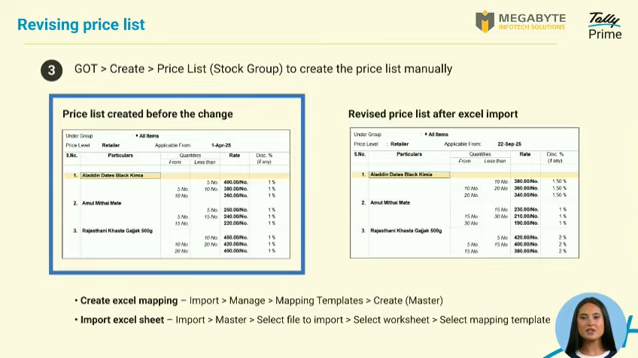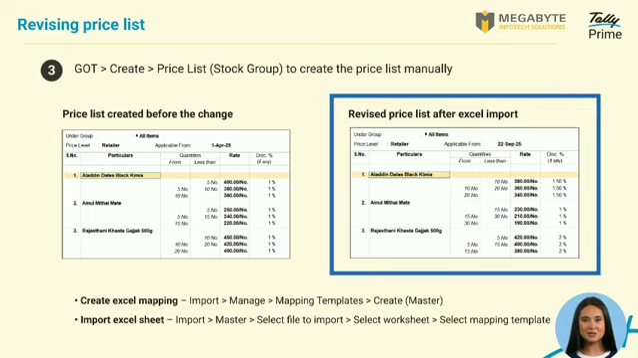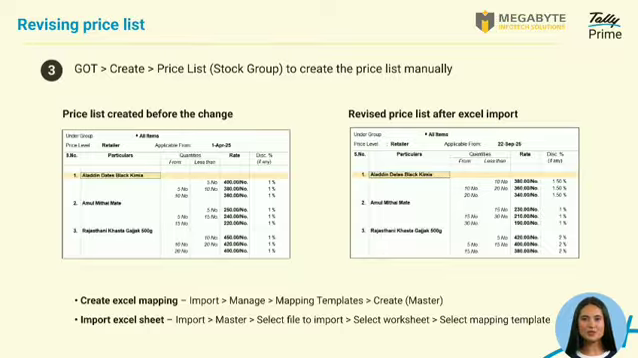This screen summarizes the entire process. On the left, you see the old price list with older GST rates applied. On the right, you see the updated list after importing the revised Excel sheet. The difference is clear: updated prices, correct discounts, and alignment with new GST rates. This ensures that your sales team is billing customers with the latest, compliant prices.